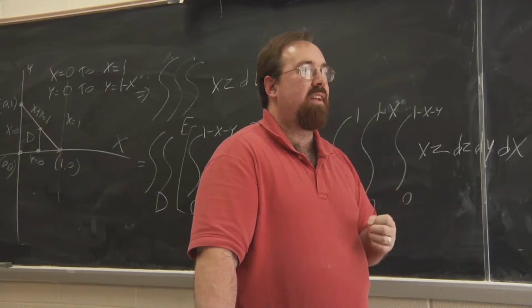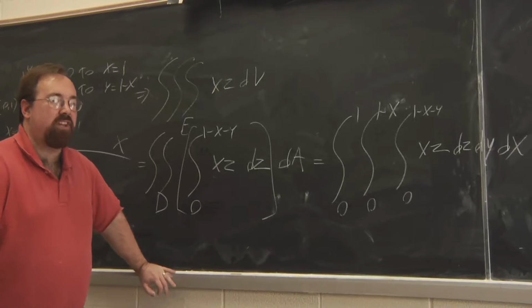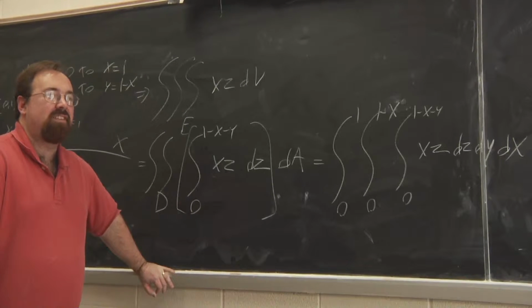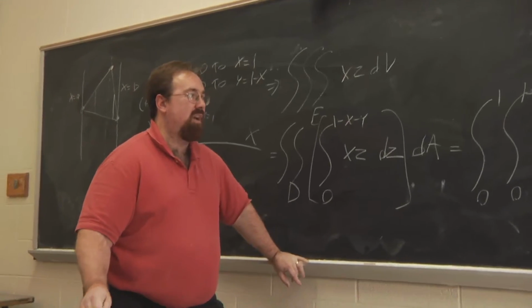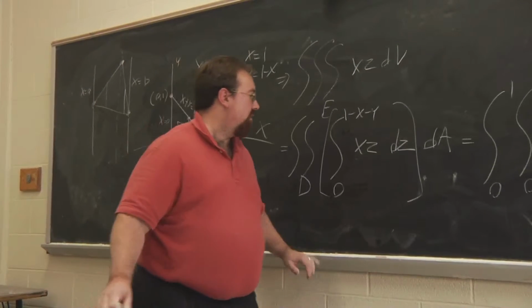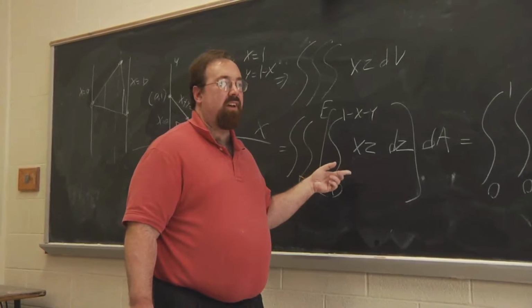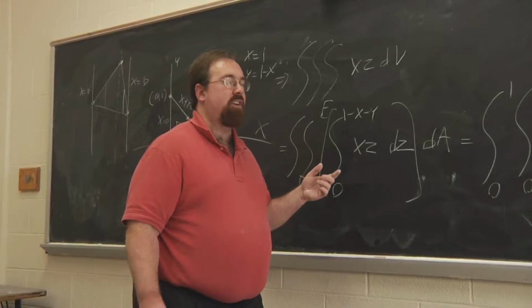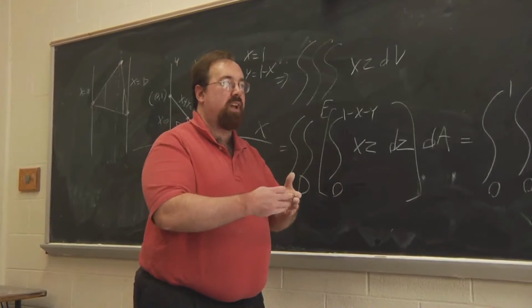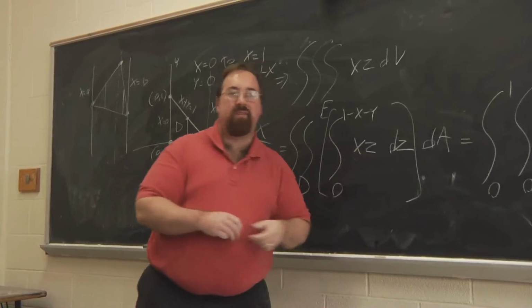So in this case, XZ could be the density? It's playing the role of a density, yes. Or equivalently, maybe I'm computing a moment of an object around the YZ plane, then I had to put X here, and Z is my density. So it could be something like that.